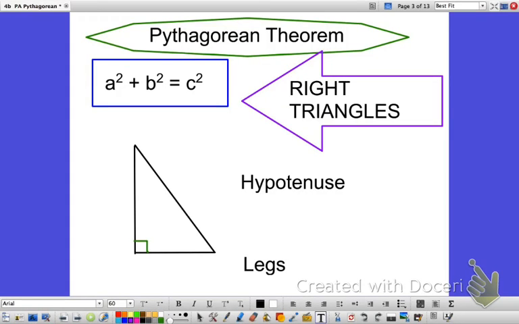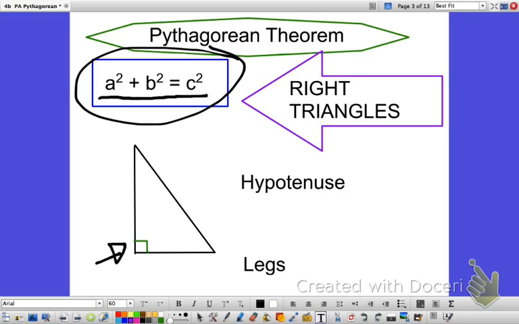So we can use the Pythagorean Theorem to solve problems involving right triangles. Here's our Pythagorean Theorem right here: a squared plus b squared equals c squared. And that's a fact for any right triangle.